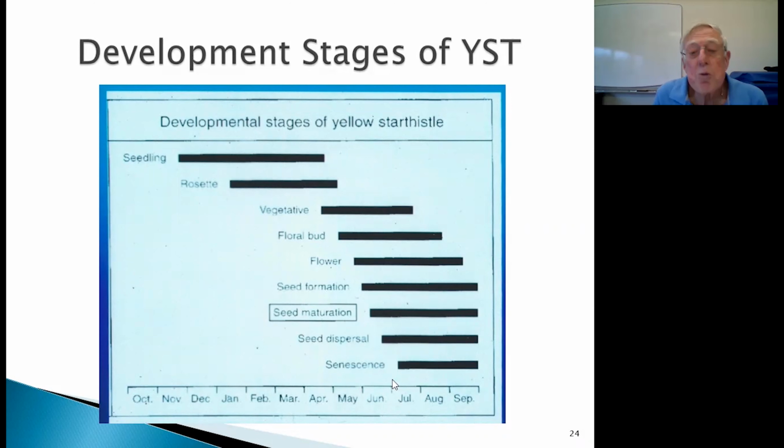Then you have the rosette stage. Finally, the vegetative stage. Again, these are just average numbers, but from April into about August, somewhere in there. Floral bud, the flowering stage, seed formation, and then seed maturation, which generally occurs sometime end of May, early June, and can go all the way into the end of September. And then finally, you get seed dispersal, and then you get the senescence, where the plant begins to die off.